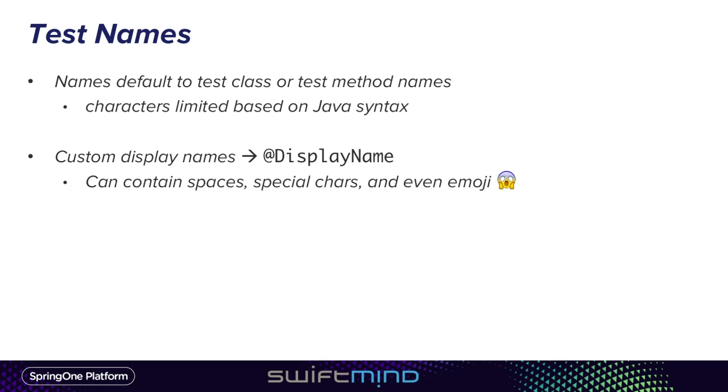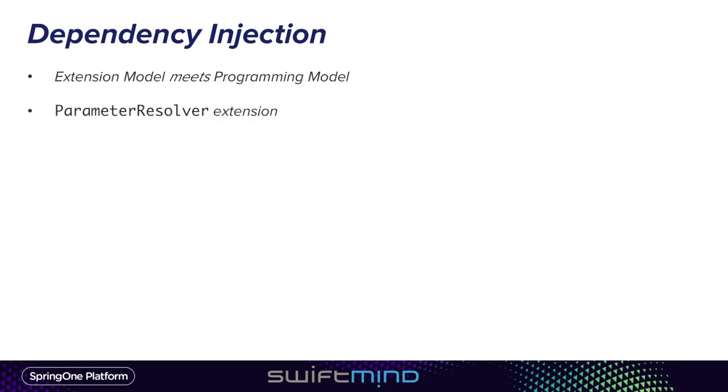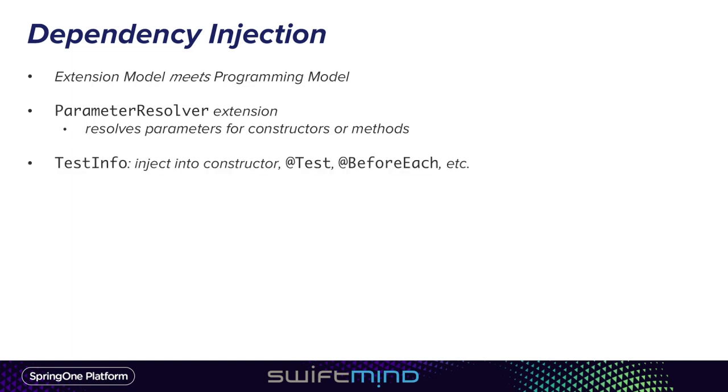Display names can contain special characters, even emoji, which is something most people find quite amusing. Dependency injection. This is where the extension model meets the program model, because someone has to perform the dependency injection, but you can make use of the feature. Again, there's this parameter resolver extension for that, for constructors and methods.